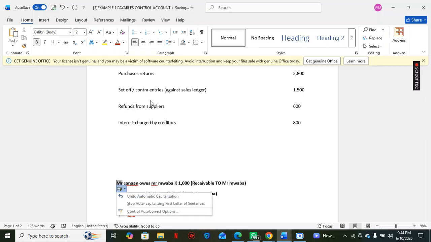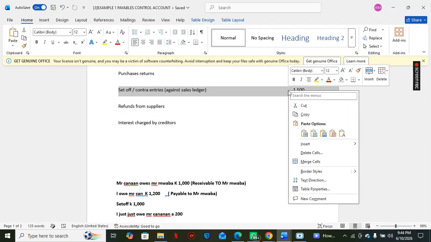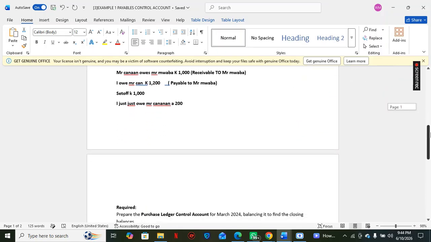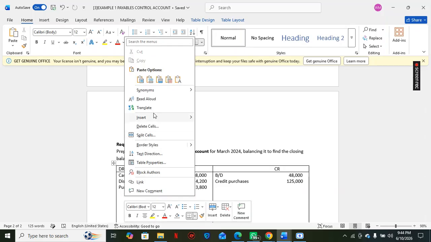So this set off, the contra set off, it reduces the liability and also it reduces the asset, how much is being owed, how much someone is owing you. So on the payables control account, this contra entry goes on the debit side. Then on the sales ledger or the receivables control account, that same set off is going to go on the credit side because that's an asset account. Okay, so the assets reduce with credit. Any questions?